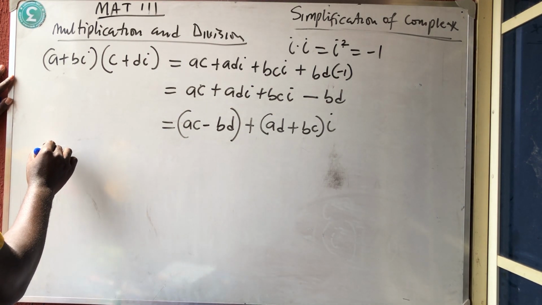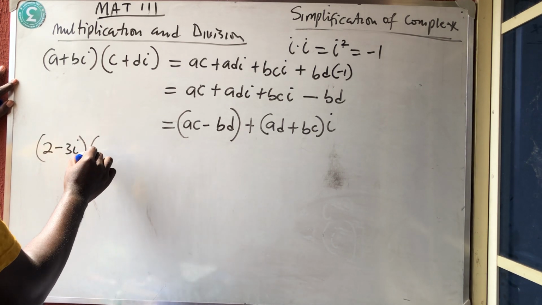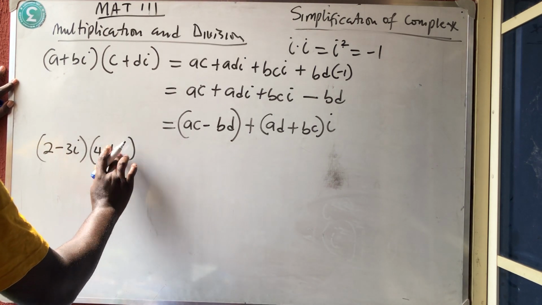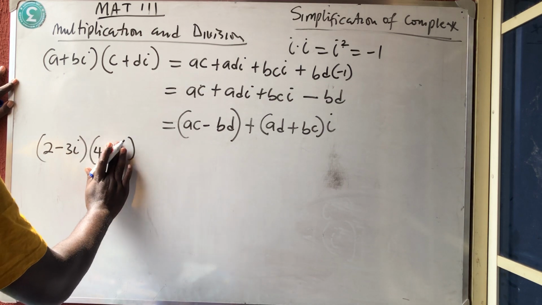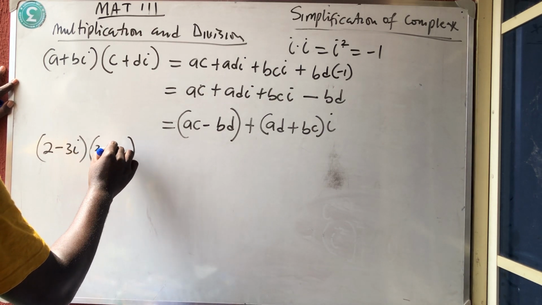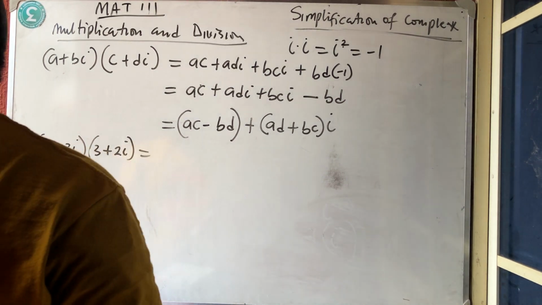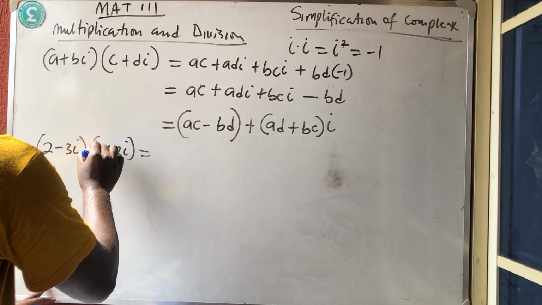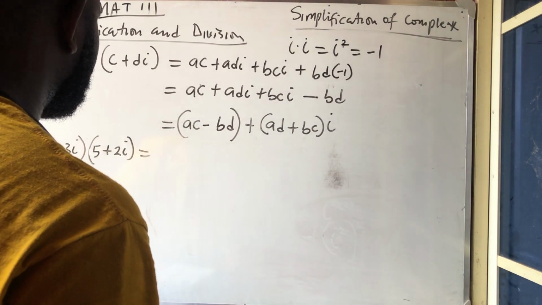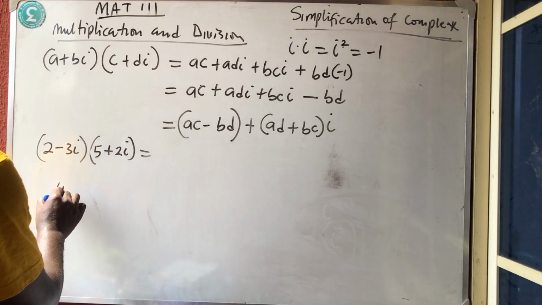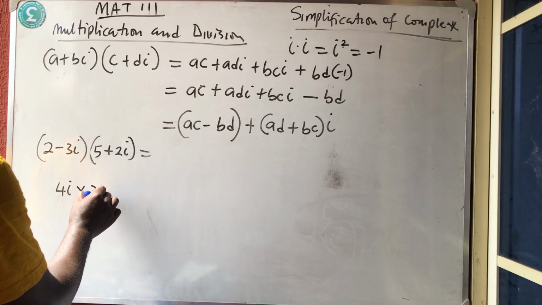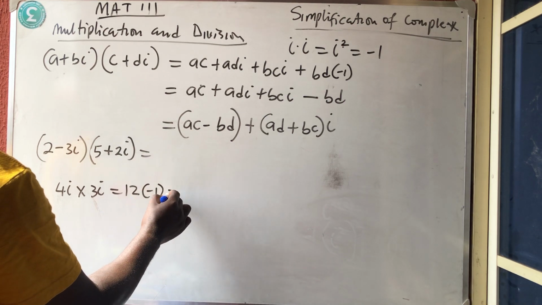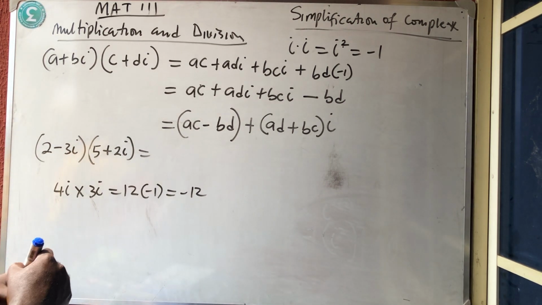For example, if I have 2 minus 3i being multiplied by 5 plus 2i. Now, don't forget that if you have 4i times 3i, it is as simple as saying 4 times 3, 12, and i times i is minus 1. So my answer is minus 12 without any i. Okay, so that is that.